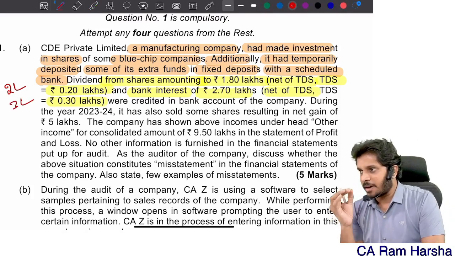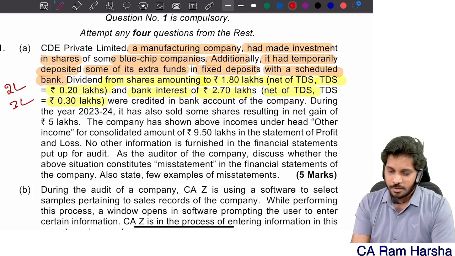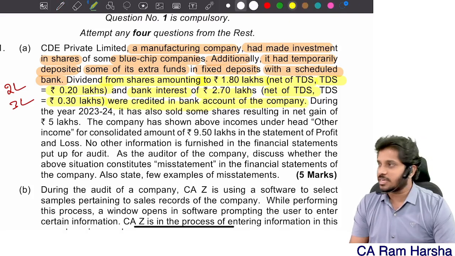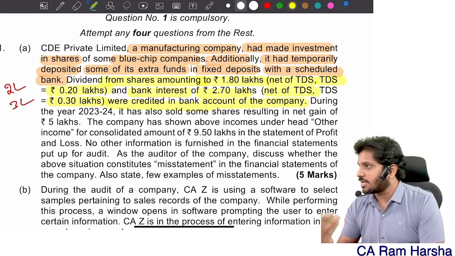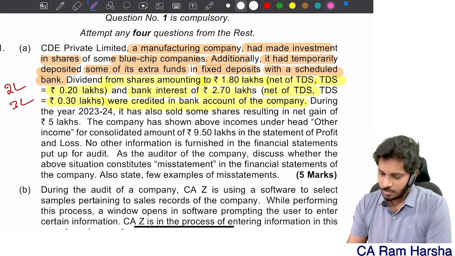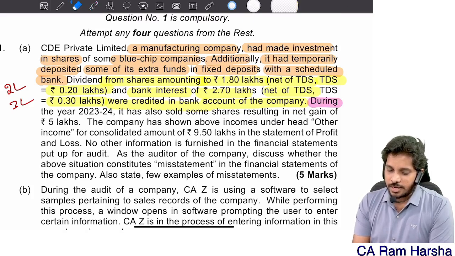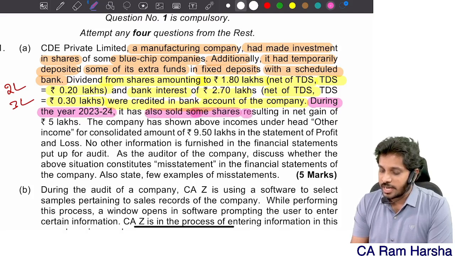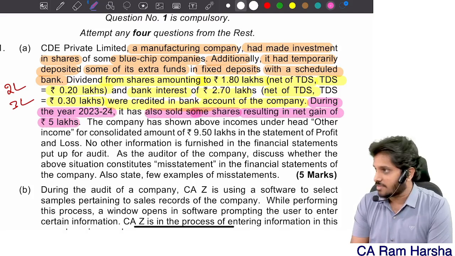Dividend is 2 lakhs, bank interest is 3 lakhs. The income was credited in the bank account of the company. Net amount only will be credited generally after TDS. During the year 23-24, it has sold some of the shares, resulting in a net gain of 5 lakhs.